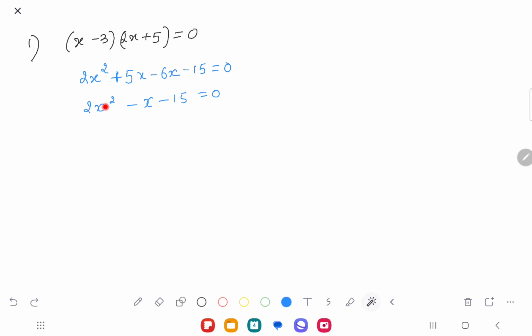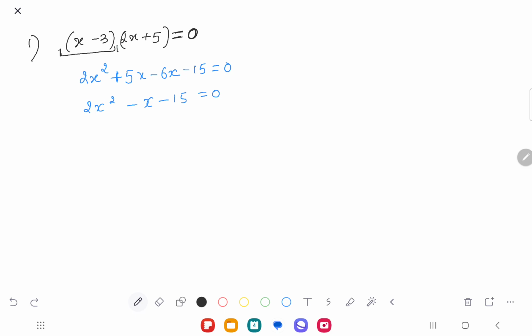So this is one particular equation. They would not give you this quadratic equation already framed. They will give you this product, x minus 3 into 2x plus 5. I hope you're understanding what I'm saying. So when we have x minus 3 into 2x plus 5 equals 0, what does that mean?